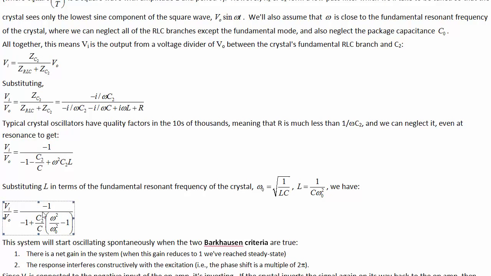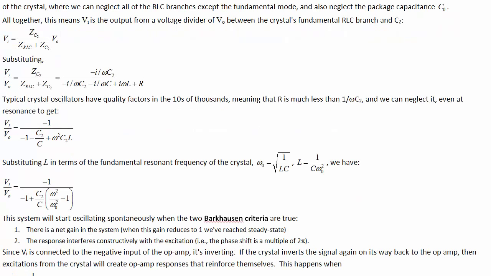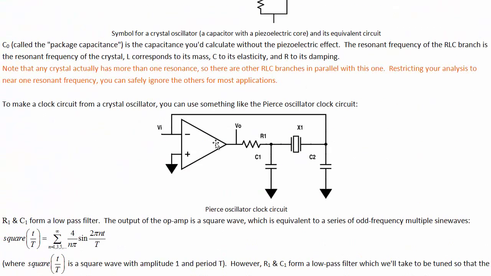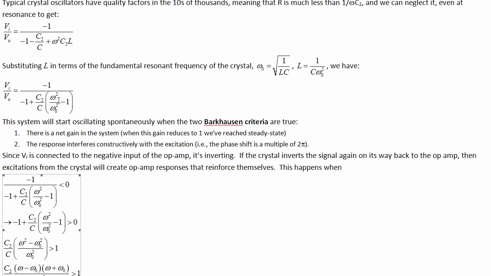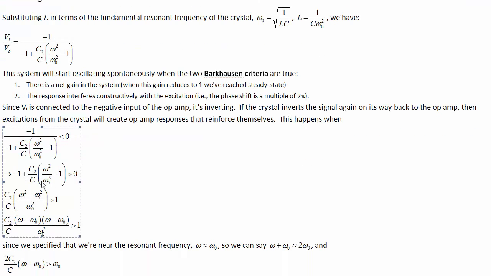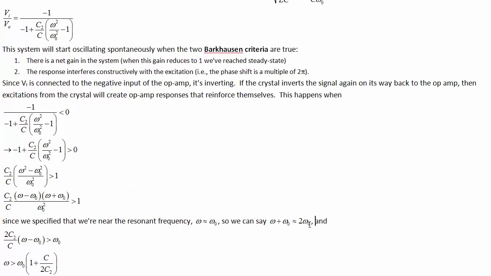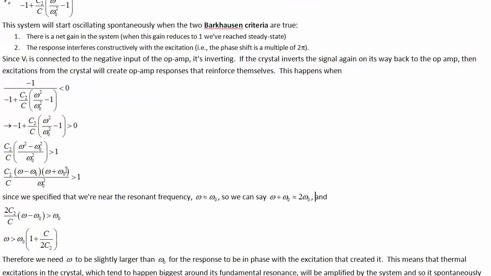This is a real number because we had all the i's canceling out, so this just needs to be a negative number, and then we've got one inversion from the op amp and another inversion from this to get us back to the same sign that we started with. Okay, so for this whole thing to be negative, we need it to be less than 0. That means that the denominator needs to be positive. And as long as the frequency is around resonance, then we can just say that omega plus omega naught is basically 2 omega naught. And substituting in and solving, we find that we need the frequency to be bigger than omega naught times 1 plus C over 2 C2.